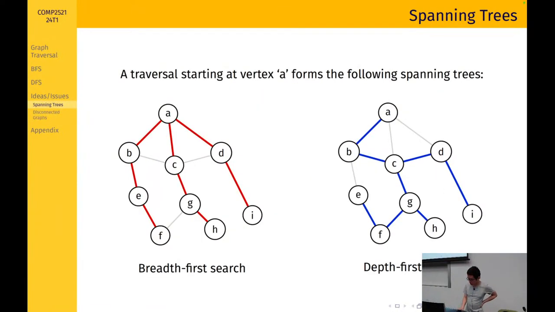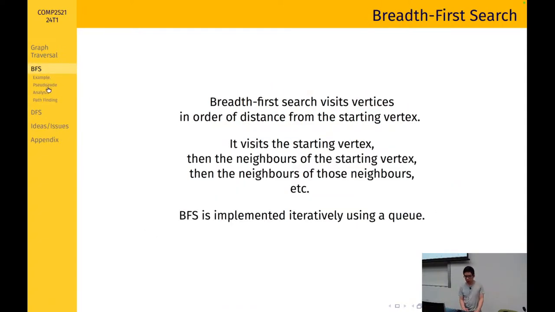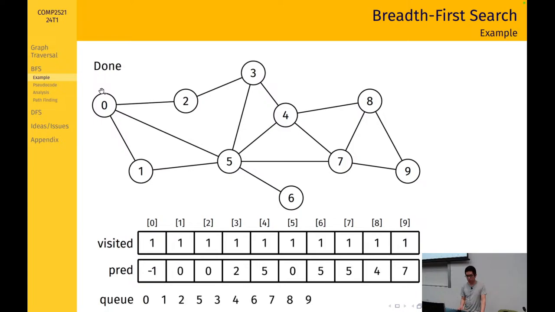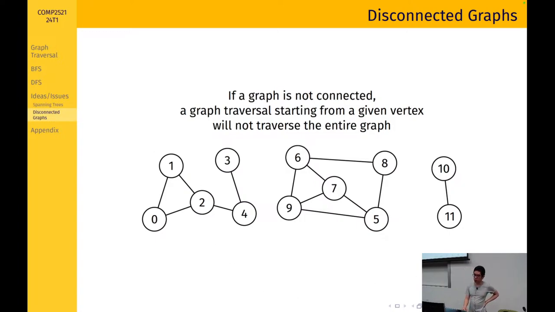Another issue is what happens if the graph isn't connected. We saw that BFS only visits the vertices in the same component, only the vertices that can be reached from the source. In this graph, all of the vertices were reachable from the source, but if there are a couple of extra vertices in a separate component that are not connected at all to zero, then we wouldn't be able to visit them. An example is this graph. If we start at zero, then we will end up visiting 1, 2, 3, and 4 and zero, but not the other vertices.